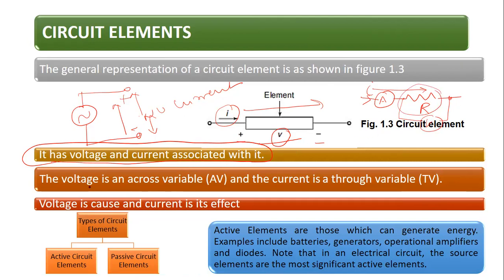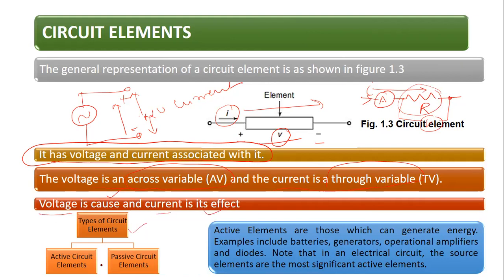So this is written here, voltage is an across variable. It is an across variable because it appears across the element, and current is a through variable because it flows through the component. Voltage is the cause and current is its effect.